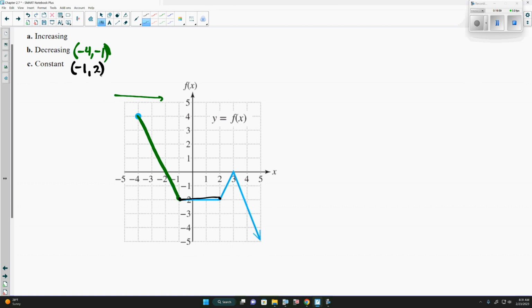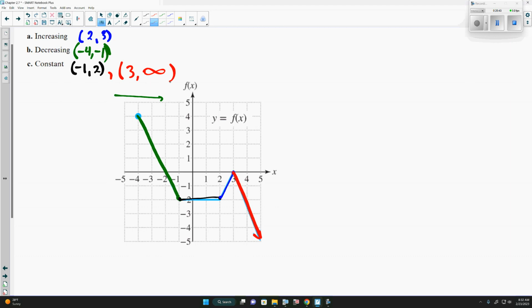But what happens at point 2? It does what? It increases from 2 to 3. And then at 3 it does what? Decreases. When does it stop decreasing? Does it? No, we got an arrow going off to the end, yes? So that would be positive infinity. That's it.